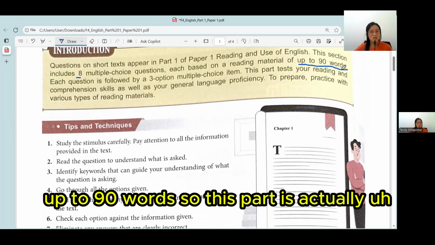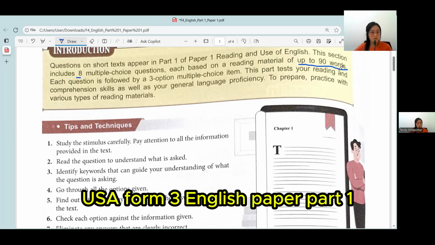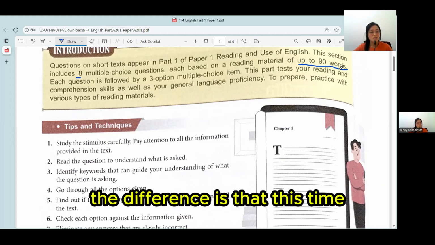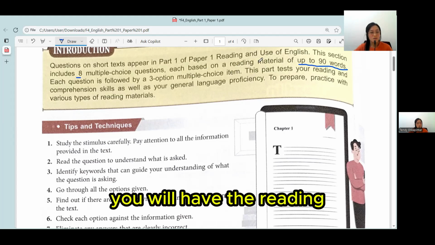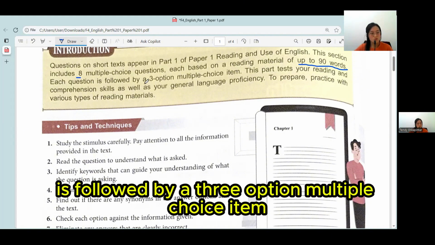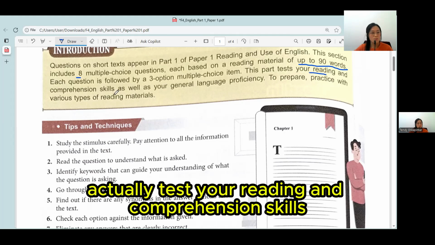This part is actually very similar to what you have in UASA Form 3 English paper part 1. You have 8 multiple choice questions in this part. The difference is that this time you will have reading material of up to 90 words. Each question is followed by a 3-option multiple choice item. This part tests your reading and comprehension skills.